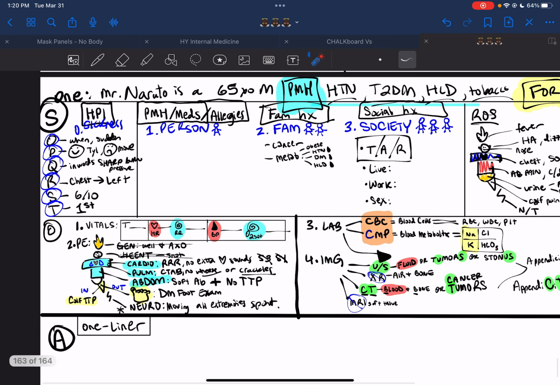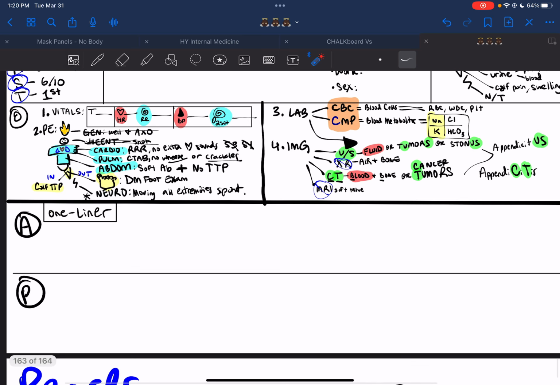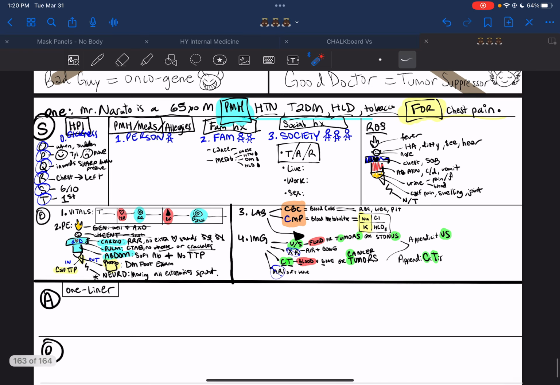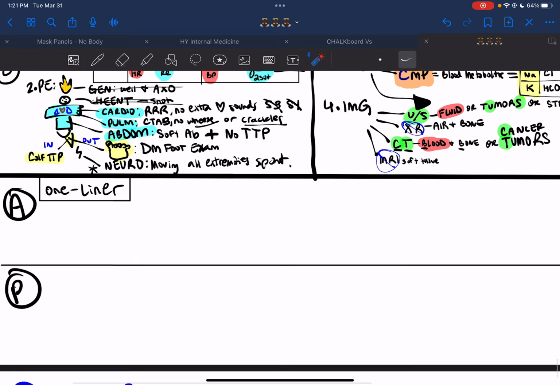So what's the objective? Vitals and physical exam, then labs and imaging, okay? 1, 2, 3, 4. For the assessment, you say your one-liner again. Mr. Naruto is a person with this history, and he's here for this, past and present. Then after you do your one-liner, you can now give your actual assessment. This is maybe the most important part.